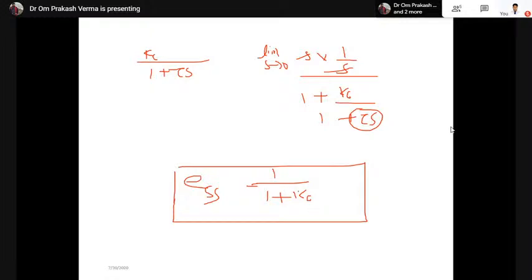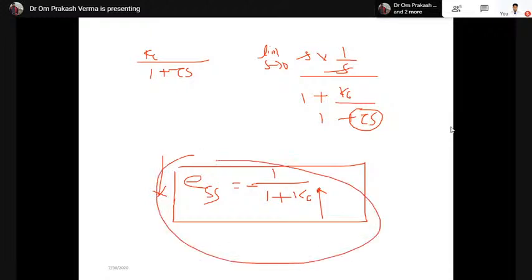So how is it reduced? For a high value of gain, the steady state error will reduce. But the problem is, if you increase the value of Kc very high, then there is a chance to convert the proportional controller into an on-off controller or bang-bang controller. So we are avoiding this type of situation.